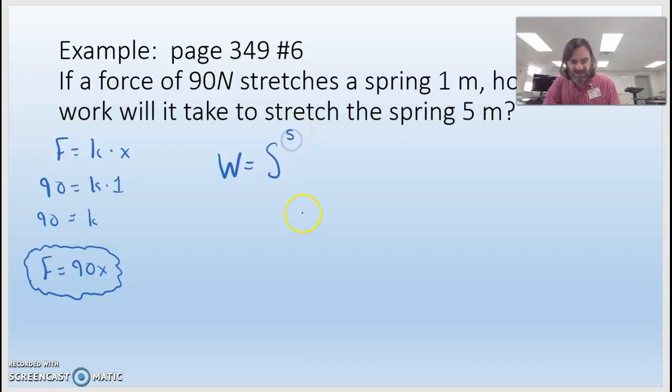Okay, so we're going to stretch it 5 meters. So we start off with it at rest. We just used the 1 up there to figure out the force function. So it's going to go from at rest, and we're going to stretch it 5 meters. So from 0 to 5, and the force function is 90x. So we're going to integrate this to get the total work done.